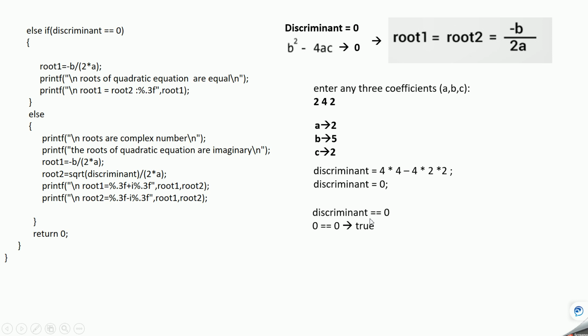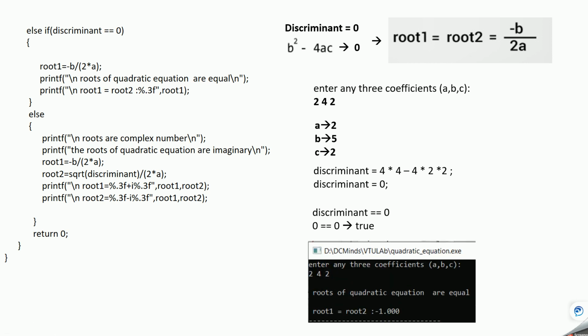So this condition was true, actually 0 equal to 0, this is true, and then it will calculate the value, then it will print the equation. So root 1 equal to root 2 means because both are true, so it will print the equation, and then you will get the final screen like this. So it will enter the coefficients, and then it will say both are equal, and then both values are like this. Okay, so this was a case where discriminant value is 0.